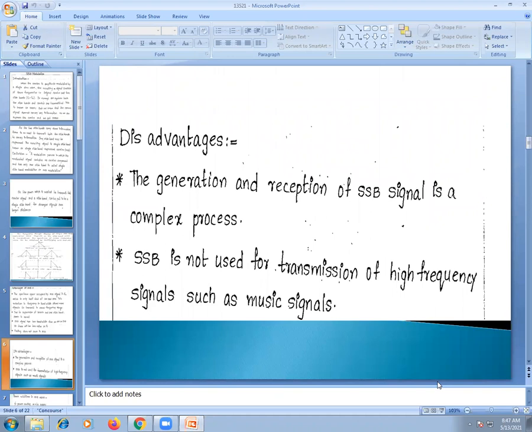The disadvantages are that the generation and reception of the SSB signal is complex. The generation process is very complex in SSB. SSB is not used for transmission of high frequency signals such as music signals. So this is for low frequency signals only, not for high frequency signals or music signals. These are the two disadvantages.